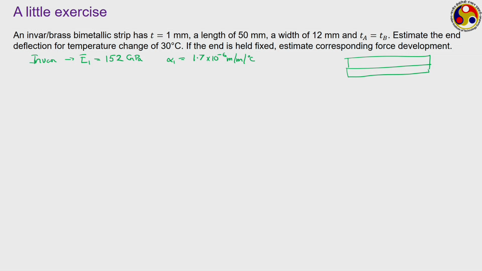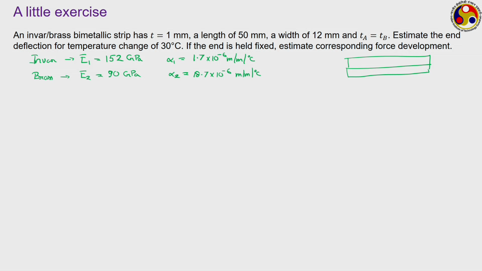It suggests that if the initial length of the bar is 1 meter, then for 1 degree Celsius change in temperature, the change in length will be 1.7 into 10 to the power minus 6 meter. Similarly, for brass, the corresponding Young's modulus E2 is 90 gigapascal, and alpha 2, the volumetric expansion coefficient, is 18.7 into 10 to the power minus 6 meter per degree Celsius. That is, for a brass bar of 1 meter length, we will experience a change in length of 18.7 micrometer for 1 degree Celsius change in temperature.